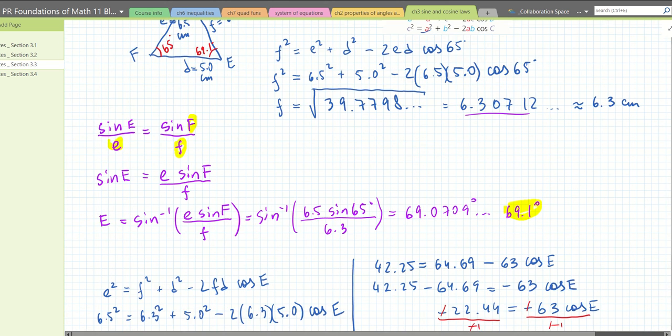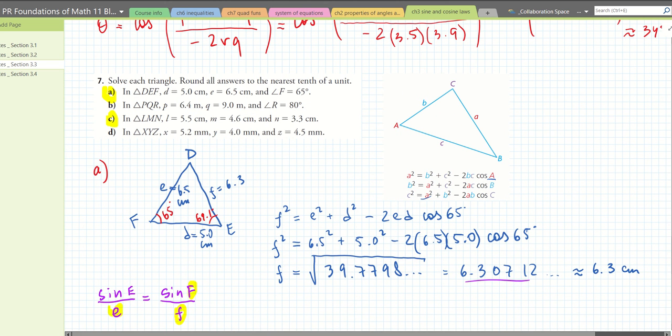So the other question like that, question B, is exactly the same, just different letters. You're going to start with the diagram. Instead of DEF, you have PQR. You're going to label it. You're going to find the missing side. Then you're going to find the missing angle, and that's it. Now in question C, you're given L, M, and N. So you're given all three sides, no angles at all. So let's do 7C next.